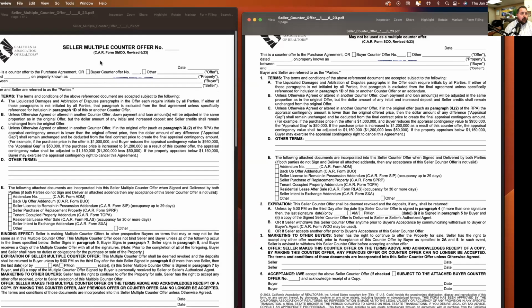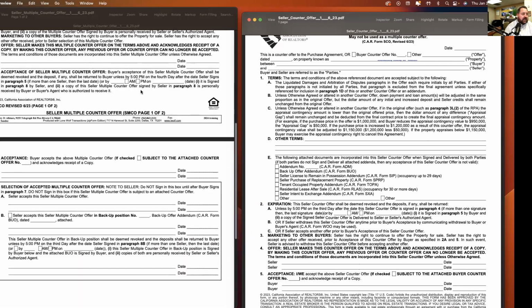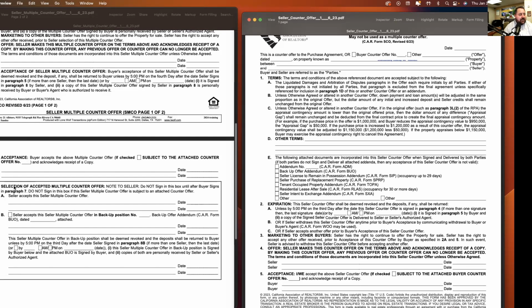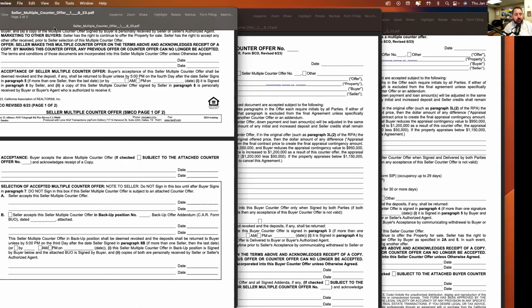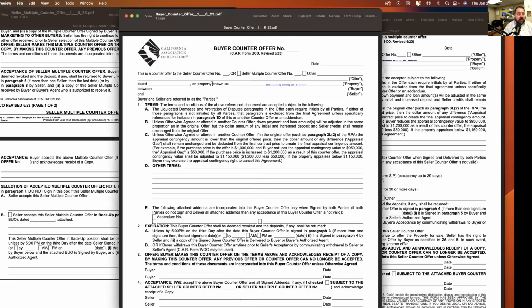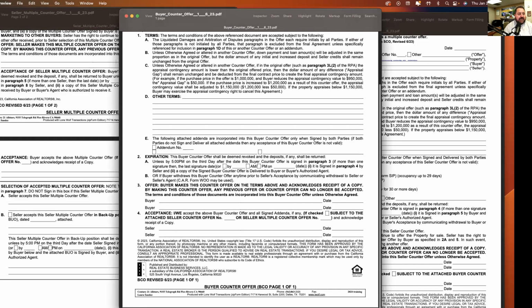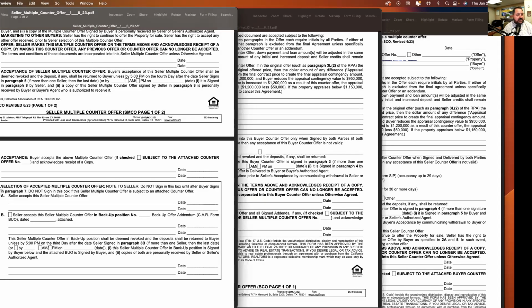Now, if I do it on a multiple counter, it's not accepted again until my seller signs this, unless they send me a buyer counteroffer, in which case I'm not required to sign this anymore. And the buyer counteroffer is right here. So if I send a seller multiple counter to a buyer, and the buyer responds with the buyer counteroffer, and I sign and accept this, we now have an accepted offer. I don't need to re-sign paragraph 8.